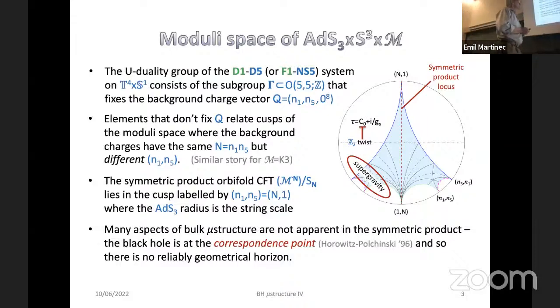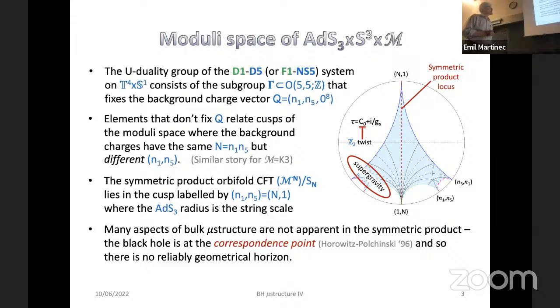Thinking about it in the latter way, you realize that the only thing that the duality group needs to preserve is the symplectic inner product of this charge vector, which is n1 times n5. So the U-duality group keeps that symplectic inner product fixed, but can move you around to different regimes, which have the interpretation of different numbers of 1-branes and 5-branes, but with the same product. And so there's one cusp in the moduli space, which has the charge assignment (n, 1), but then there are other cusps which have the charge assignments (n5, n1), or (n1, n5), or (1, n). They're all different regimes in the moduli space. The regime where supergravity applies is over here, where both charges are macroscopic.